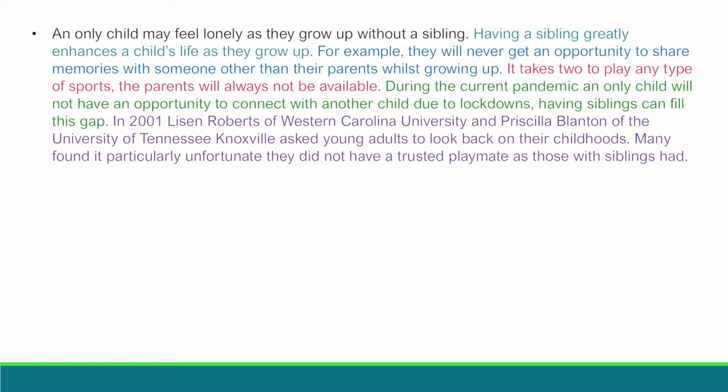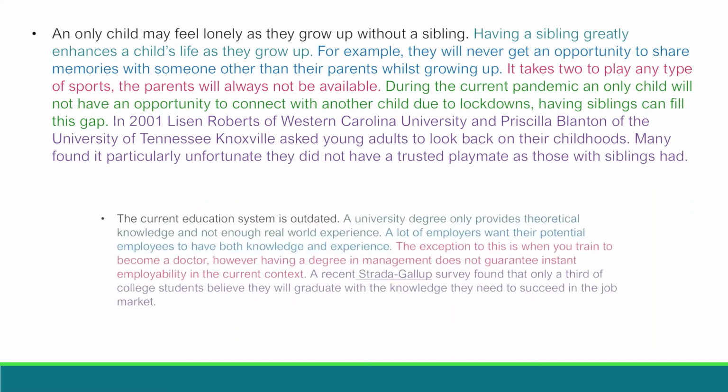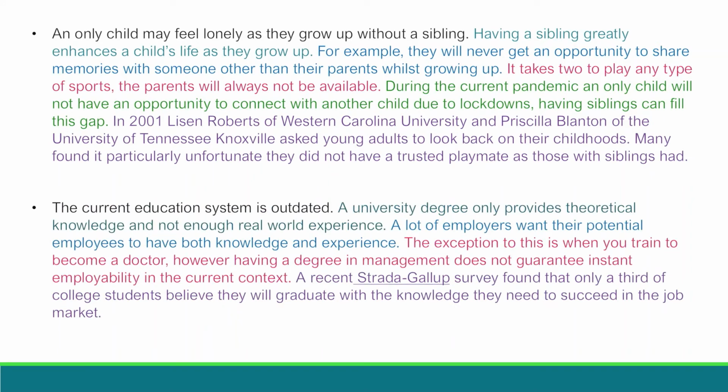So here is an example paragraph for question 1 and an example paragraph for question 2. As you can see in the first one, the topic sentence is: an only child may feel lonely as they grow up without a sibling. So the reader will know this paragraph is all about this. And in the second one, it says the current education system is outdated. So the reader will know that this paragraph is about this topic. Take a few moments to go through these two examples. You can pause the video at this stage and have a look at these examples.